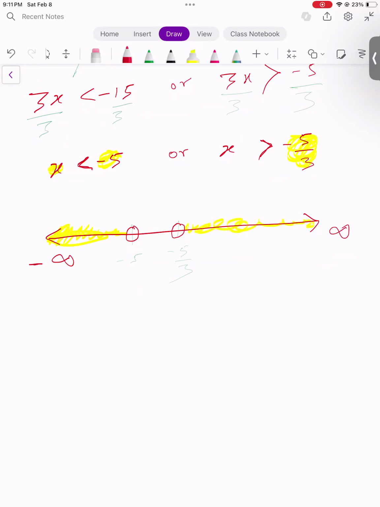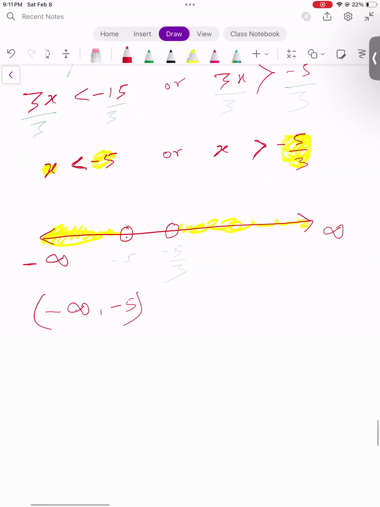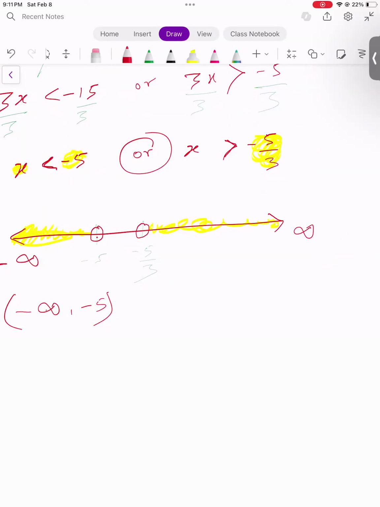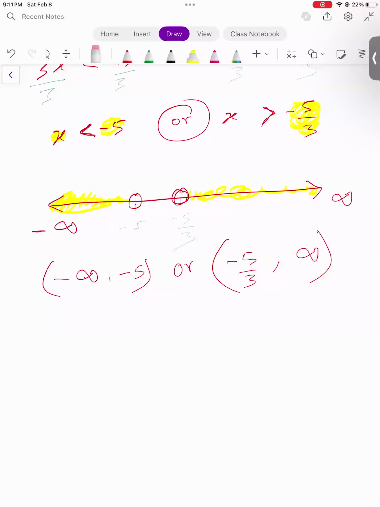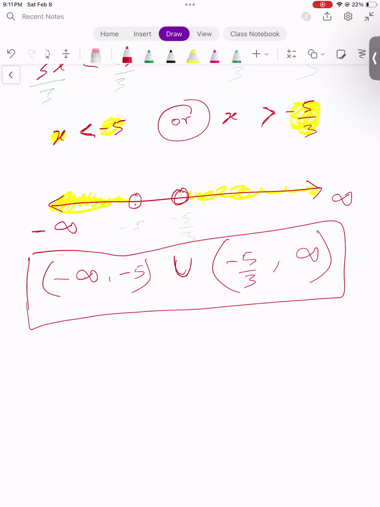So from -infinity to -5, open circle means parenthesis, with infinity always parenthesis, or from -5/3 to positive infinity, with infinity always parenthesis, we have an open circle parenthesis. Now there is a notation to represent or. We use union. So we use union for or, and this is the solution for this absolute value inequality.